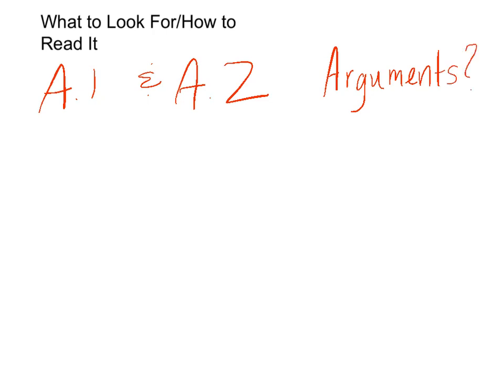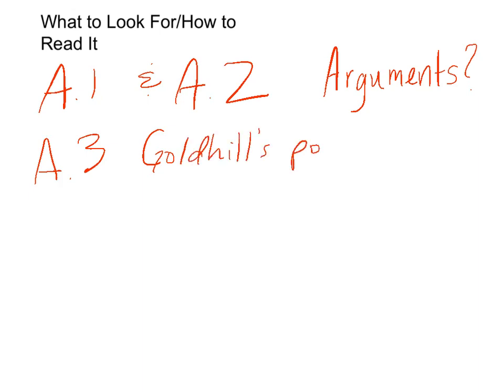For A3, I really want you to be looking for Goldhill's point about Greek tragedy. What point does he make? And I want you to be looking for a clear understanding of the story of what happened in Derry on those nights when Electra was performed.